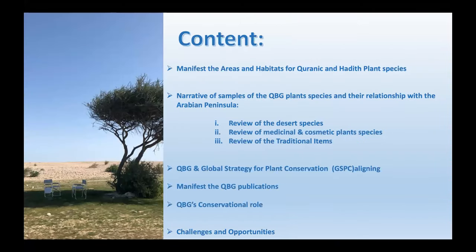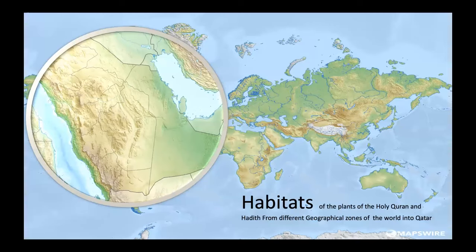In my talk, I will go through certain areas that are related to the Qur'anic Botanic Garden, and I will highlight its conservational role. The Qur'anic Botanic Garden is concerned mainly with the plant species that are mentioned by name in the Holy Quran and Hadith, which are essentially from three geographical zones: Mediterranean, tropical, and desert.